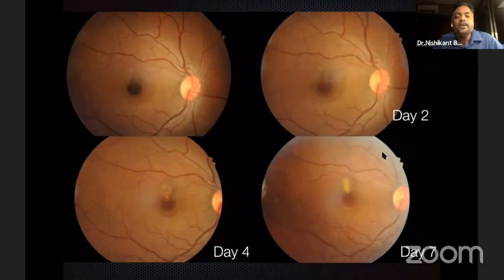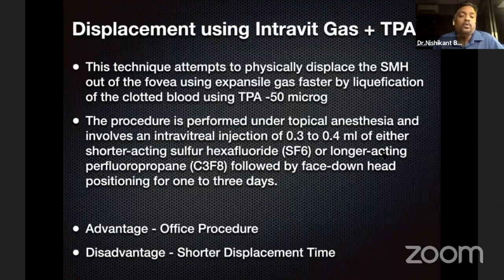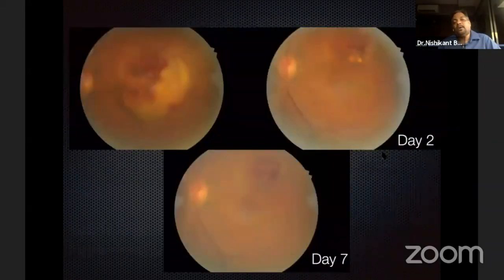So this is such a patient in whom just a gas was given, and you can see that it displaced over a period of time. About 7 days' time it took to displace, and the patient also has to maintain prone position for that many days. Now, when you use TPA, the only advantage that you get is a faster displacement because the TPA will, of course, liquefy the clot. And like just a gas injection, even this is an office procedure with the complications remaining the same.